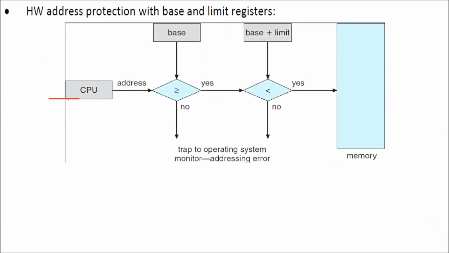The CPU generates some address, and the base is added. Now we check whether the CPU address is greater than or equal to the base; if it is, we go ahead, otherwise we trap an error. Then we add the limit also, and if the whole value is not less than the limit, we go to error, otherwise we send the address to the memory.